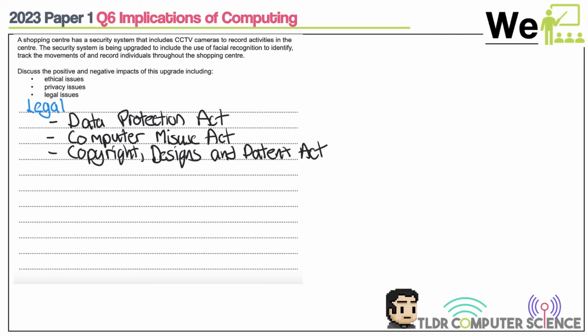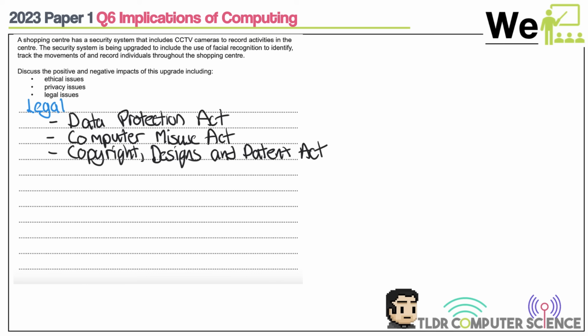Now, I'm not saying we need to talk about all of these, but let's consider the implication on something like this. Well, I think the big one here is the Data Protection Act. I'm not going to write out an answer, but let's talk about some of the things we can consider. So the idea of the Data Protection Act is that if you are holding data about somebody, and someone's face would definitely come under that remit.